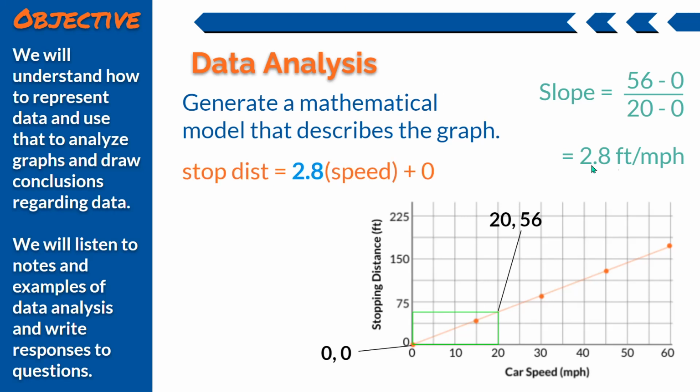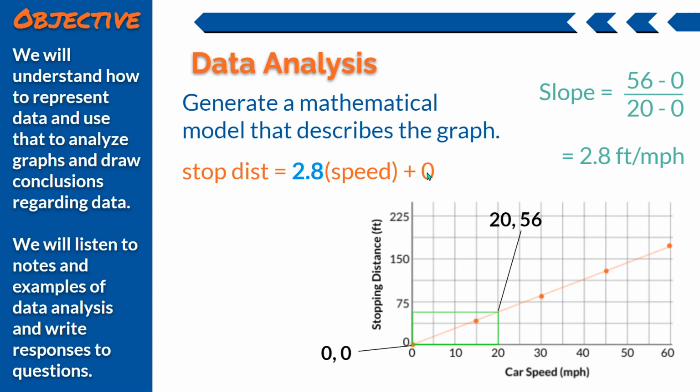Okay, I could then write an equation. Again, slope-intercept form is y equals mx plus b, but in this class, we're not going to write y or x because we're not measuring y or x. We're measuring actual quantities. So my y variable isn't y, it's stopping distance. My x variable isn't x, it's speed. So this is my equation. My stopping distance is equal to 2.8 times whatever my speed is plus 0 because that's my y-intercept.